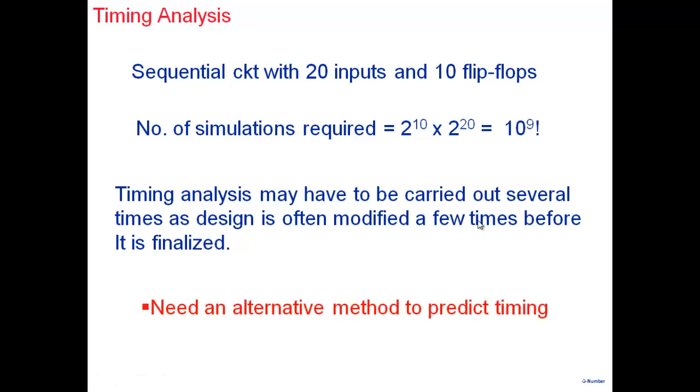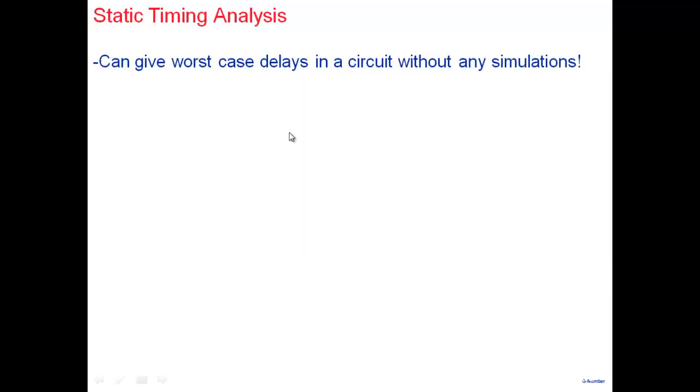And therefore, simulation is not a feasible way of determining the worst case delay. Simulation is too slow. These simple examples themselves illustrate that you need a huge number of vectors. What we need is an alternative method to predict the timing. And this alternative method is what we call static timing analysis.